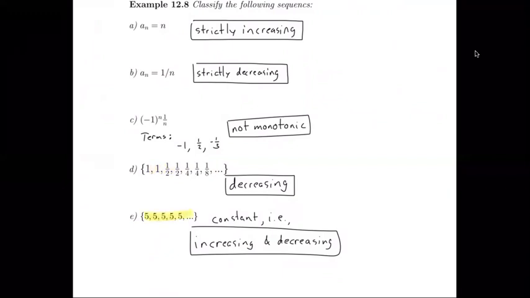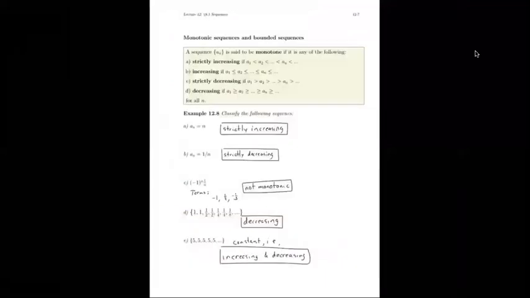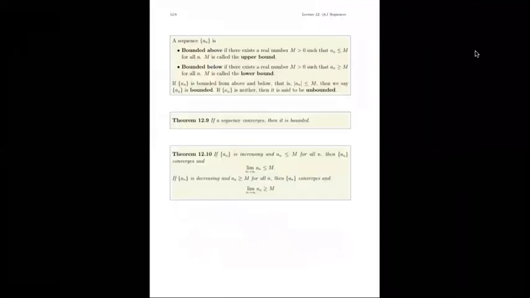Lastly, we have a sequence that never changes. It's 5, 5, 5, so on infinitely. So that's a constant sequence. And this one actually satisfies increasing and decreasing because less than or equal to or greater than or equal to fits between each one of these 5s and is still true. So a constant sequence is both increasing and decreasing. Of course, it's not strictly increasing or strictly decreasing though. Okay, so those are just some definitions.